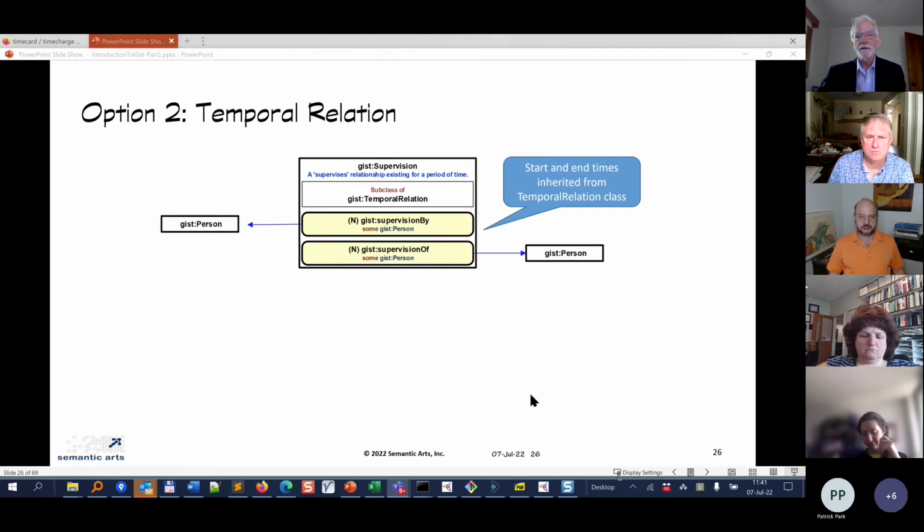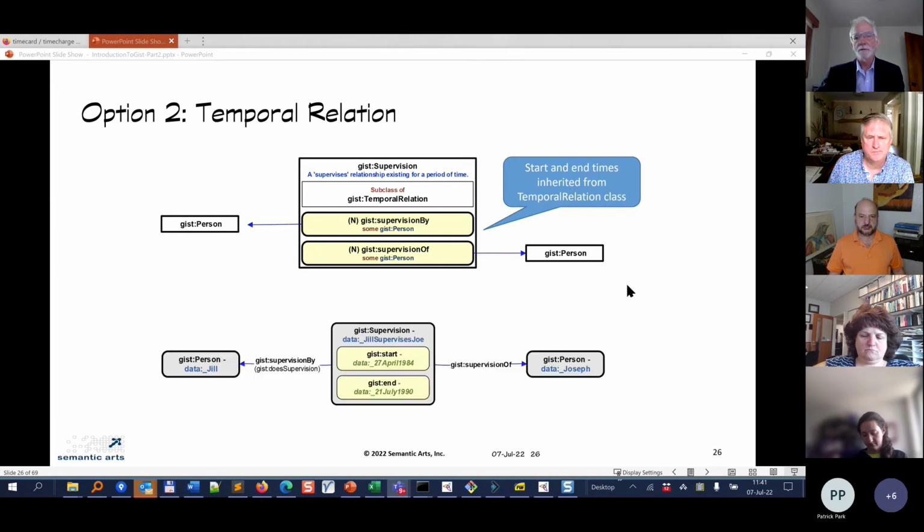Okay, so this is what I said a moment ago. The start and end times are inherited from the temporal relation class. And here's now an example. This is a supervision, an instance of the class supervision, which means a particular individual was supervising another particular individual over a particular period of time. In this case, the start would be 27th of April, 1984, and the end would be 21st of July, 1990. So this is how temporal relation works.